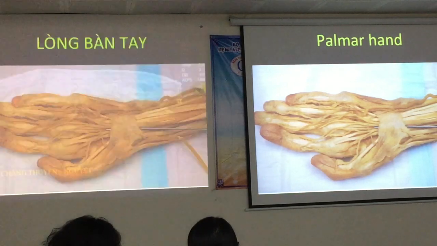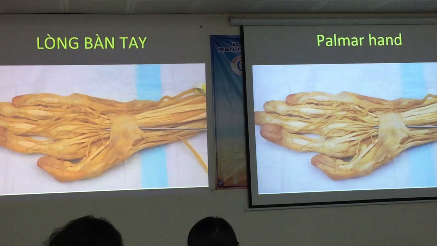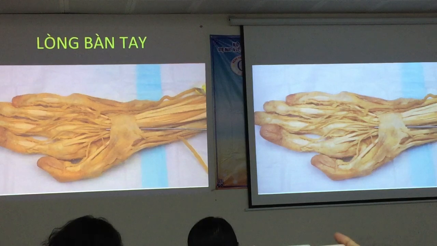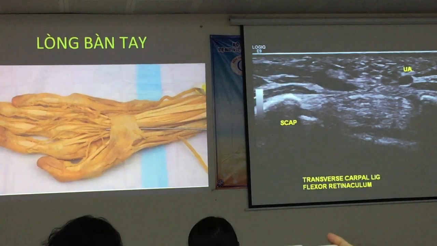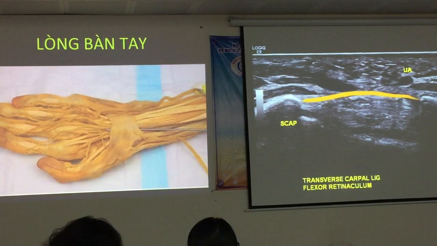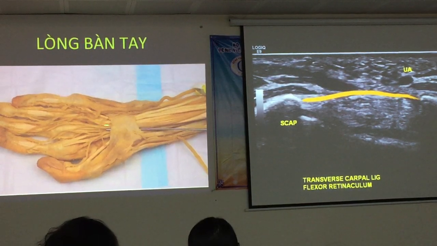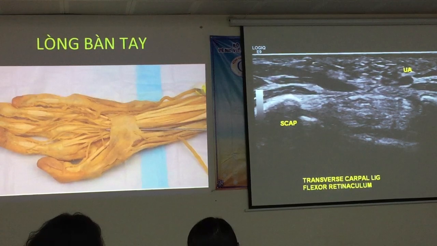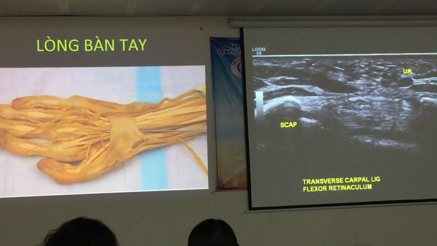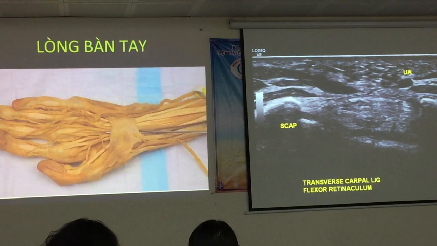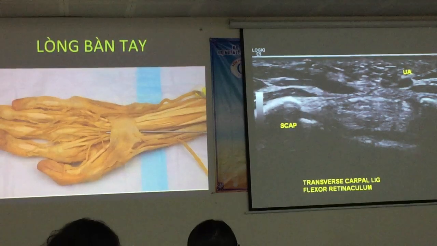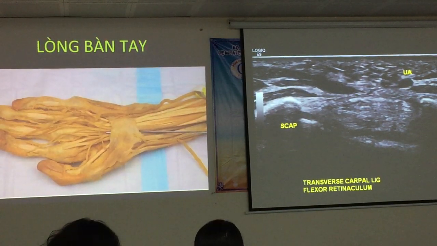So if we move along to the palmar aspect of the hand, we've got the flexor retinaculum extending across from the pisiform across to the hamate, and you can see that just here. So it goes by two names, either the transverse carpal ligament or also flexor retinaculum.